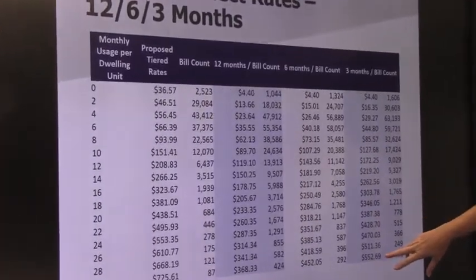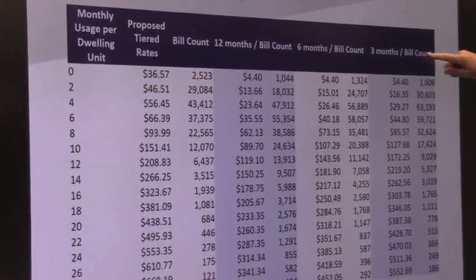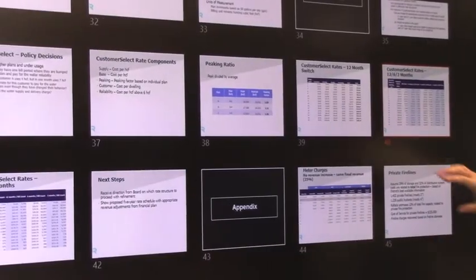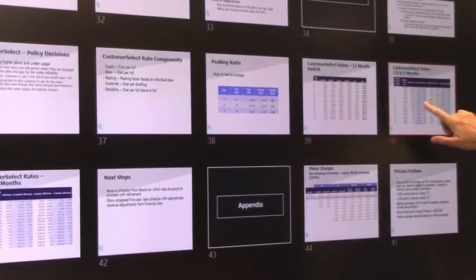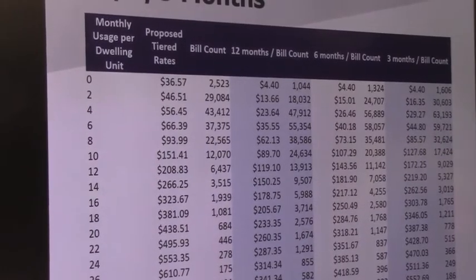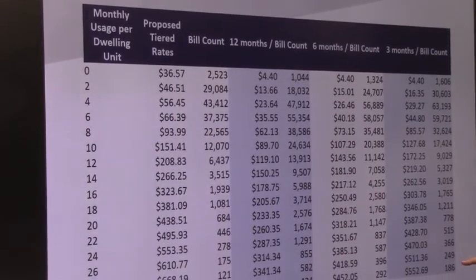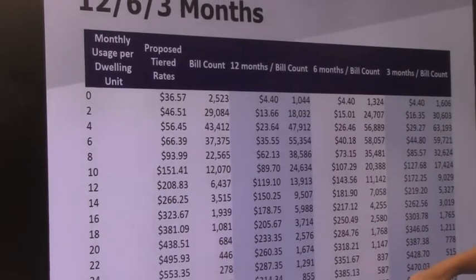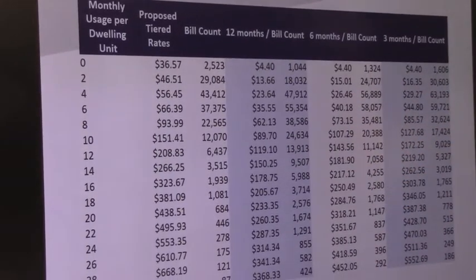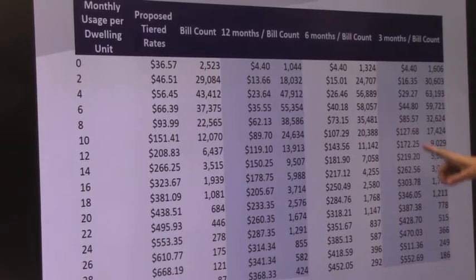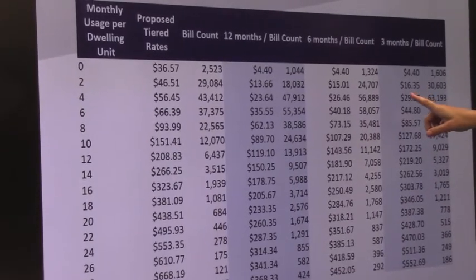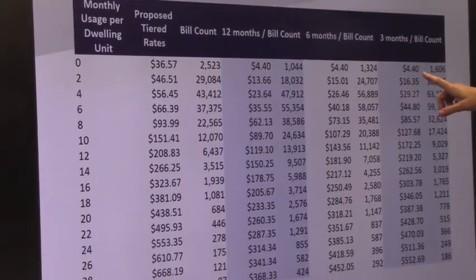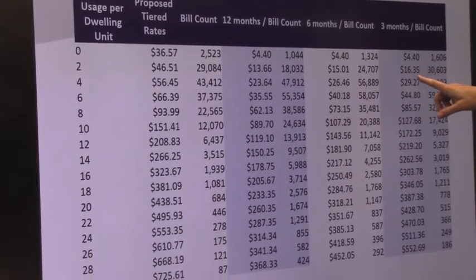What's the bill count? So there's 12, this is 6, and this is 3. This is if you had 3 months. So this is if you were locked in for 3 months before you could switch. This is if you were locked into the higher plan for 6 months, and this is if you were locked in for 12. And you can see, there doesn't seem to be a whole lot of difference, like no difference at the 0 units, because it's just the 440.